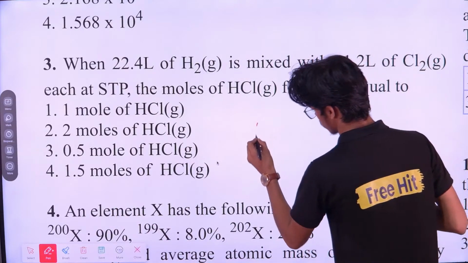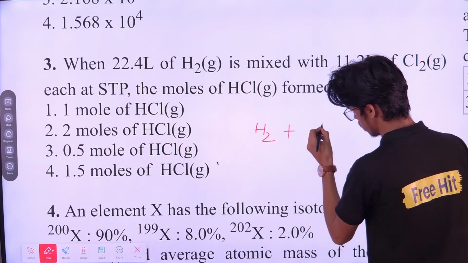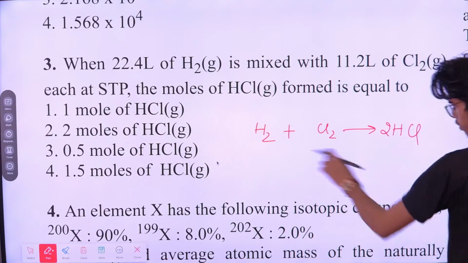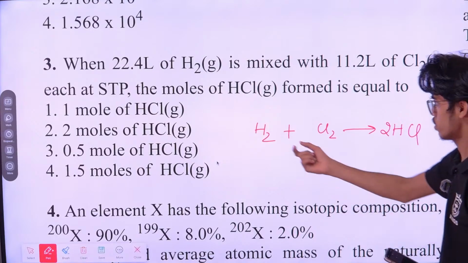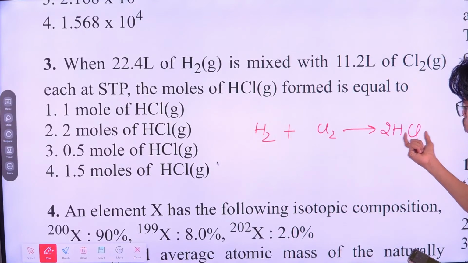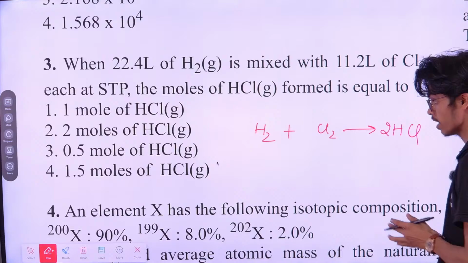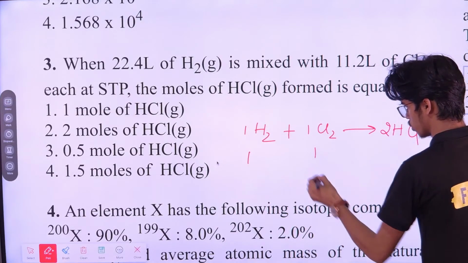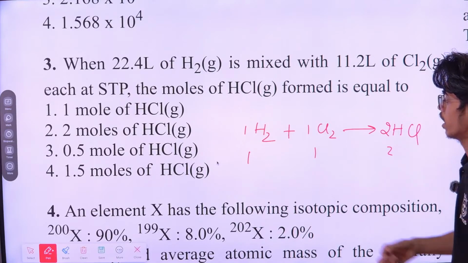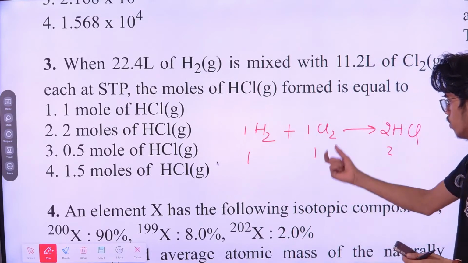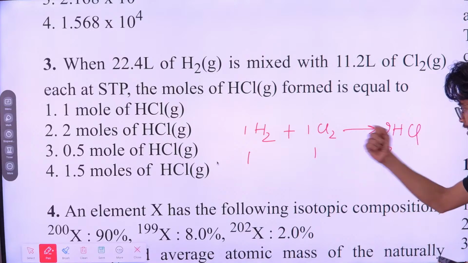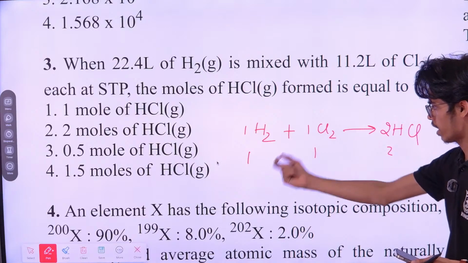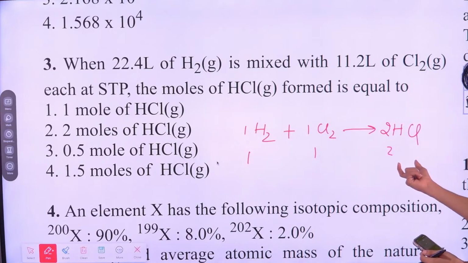So, the equation is this. H2 plus Cl2 is equal to 2HCl, right? I hope the equation is balanced. Now, when you add H2 with Cl2, you will obtain 2 molecules of HCl. Remember the stoichiometric ratio: ratio 1 and ratio 1 to ratio 2. It means, if you use 1 liter of hydrogen and 1 liter of chlorine, you will get 2 liters of HCl. Got it? 1 liter of hydrogen, 1 liter of chlorine, then 2 liters of HCl.